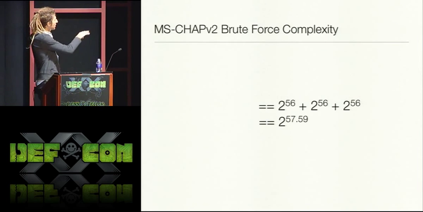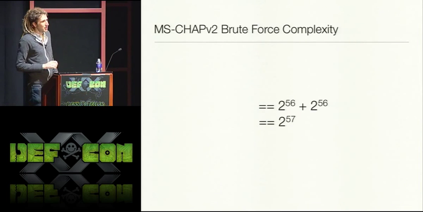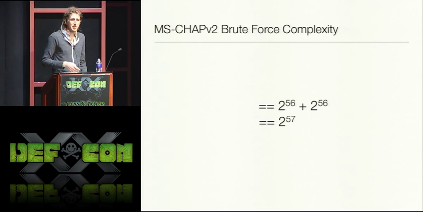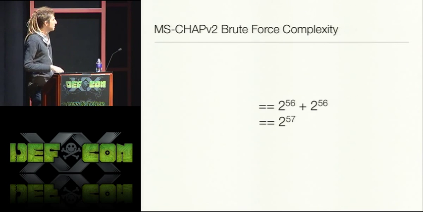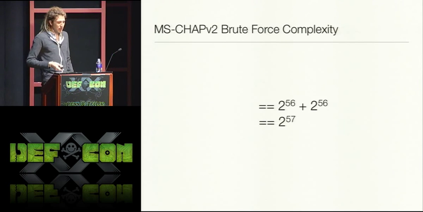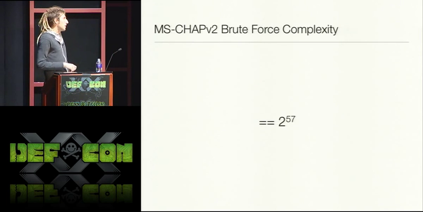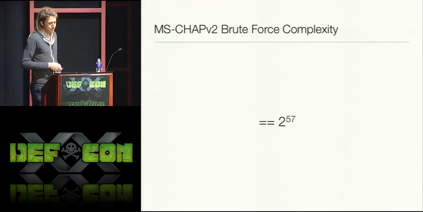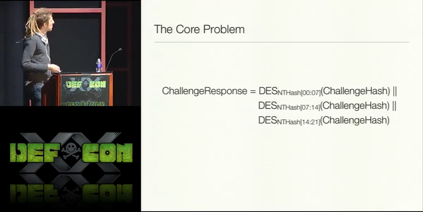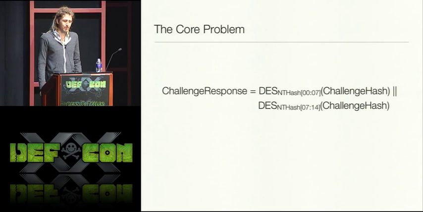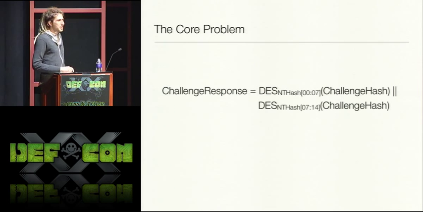So if we go back and look at our total complexity, we reduced the additive complexity to 2^56 plus 2^56 by basically eliminating the third key, for a total of 2^57. So now this is what we're dealing with. That's still a pretty big number. So if we go back and look at the core problem, we've effectively gotten rid of this last DES encryption. So we're dealing with these two DES encryptions here.